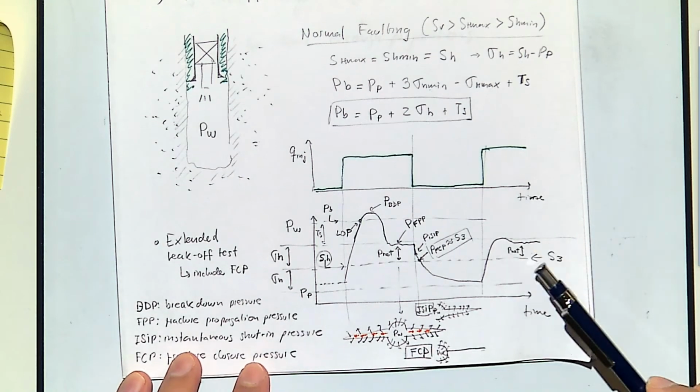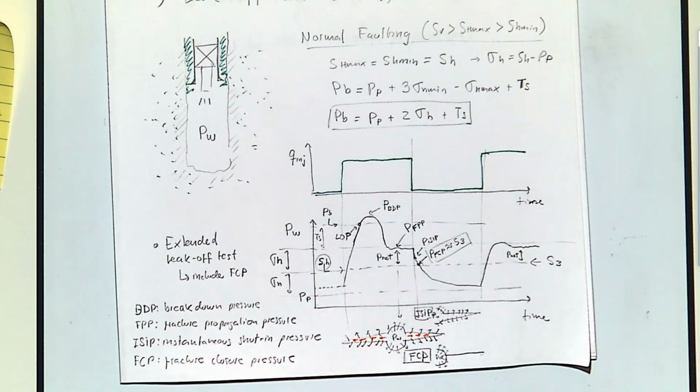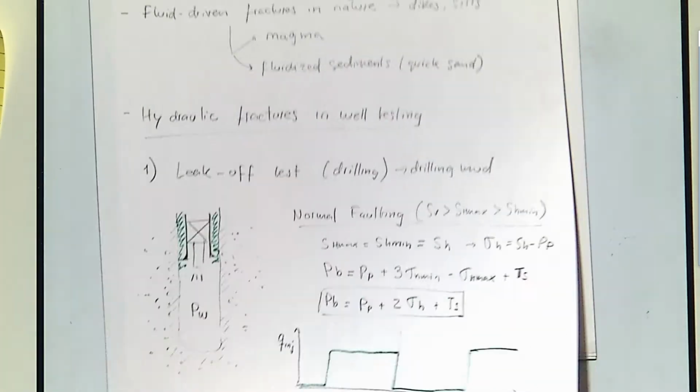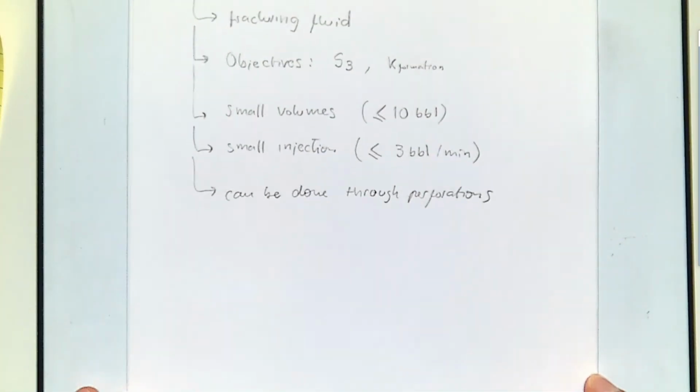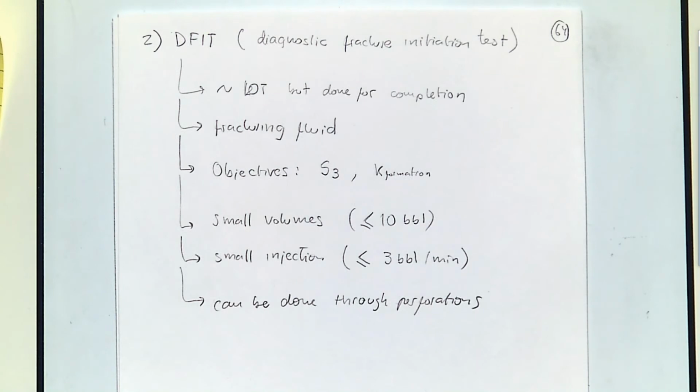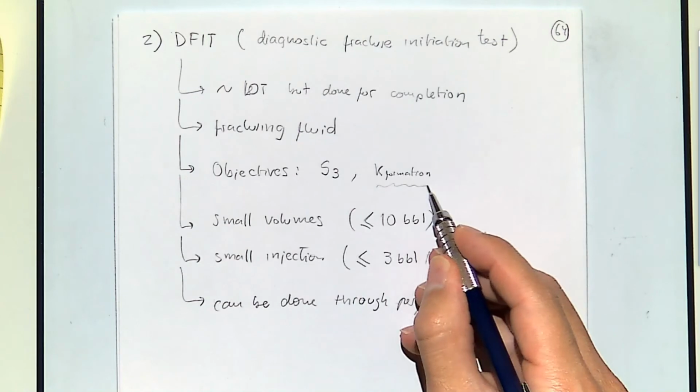A very similar signature of the leak-off test is the one also of the DFIT test. But as we were saying, the DFIT test is not done when you're drilling. It's done for completion purposes, for measuring what is the minimum principal stress, what is the fracturing pressure that you're going to need when you are fracturing, and also sometimes to measure also permeability of the formation.